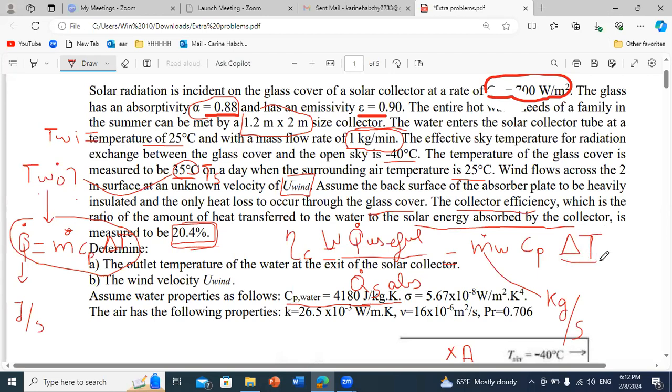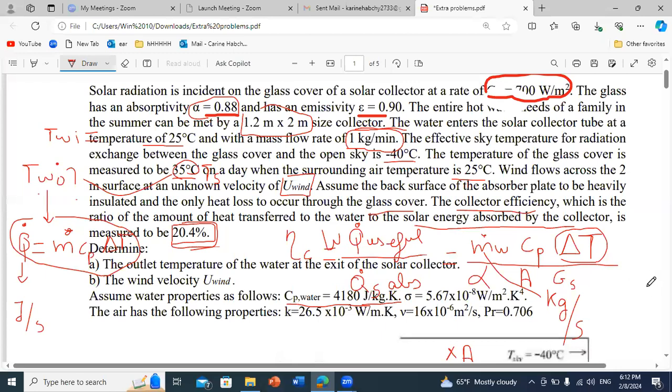Now, we don't know delta T, but we'll see that the only unknown in this equation is T out. So from this relation, we'll be able to calculate T out. So over Q dot absorbed. Q dot absorbed is alpha, which is absorptivity, times the area, times the solar flux GS. So we have the area of the collector. The area of the collector is 1.2 times 2. And alpha is 0.88. And GS is 700.